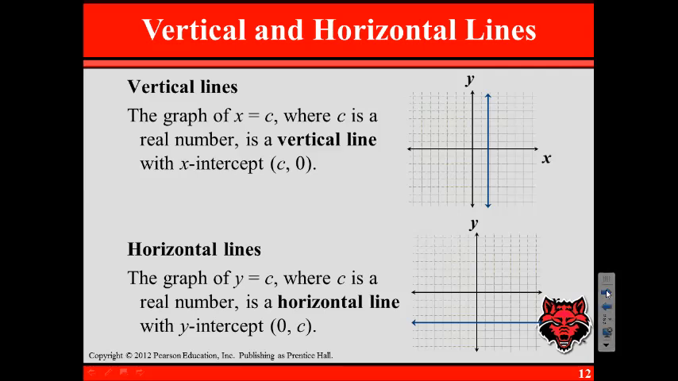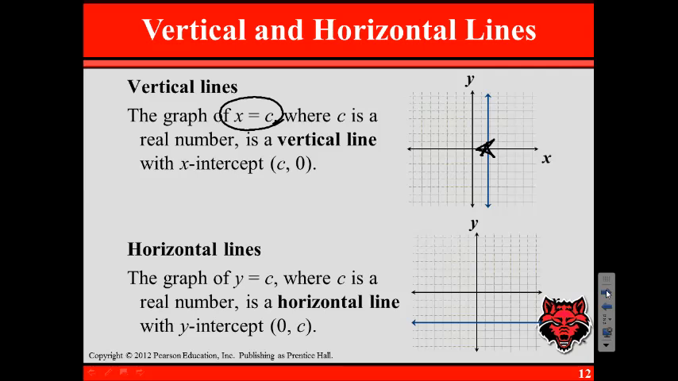Here it's important to note that vertical lines and horizontal lines each only contain one intercept. A vertical line always has the graph x equals c, or x equals a number. And a vertical line only has one intercept because it will only touch the x-axis one time.